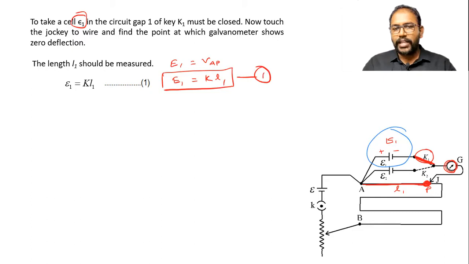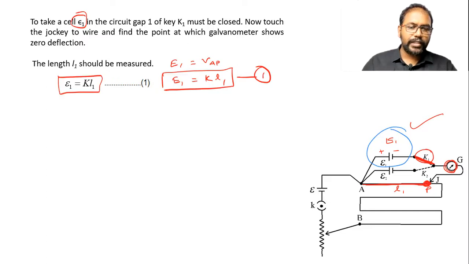How do we get this one? Because here the galvanometer is showing zero deflection, it means that this cell of EMF E1 balances the potential difference across AP. So E1 is equal to VAP, so E1 is equal to K L1, equation number 1. Here it is written directly, you can see.